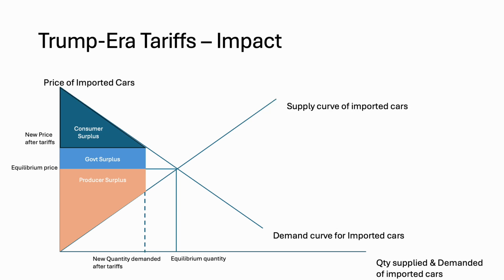But most significant of all this is the red triangle. This is called dead weight loss, or the lost utility from cars which will neither be produced nor consumed as a result of tariffs. Now you can understand what is going to be the real impact of tariffs.